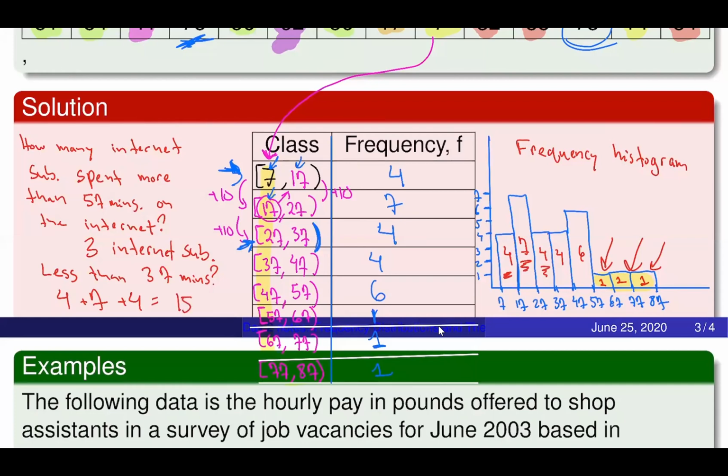All right, and that's it. So using the histogram, you should be able to answer some of those type of questions, because you should be able to look at the histogram and go like, okay, we have 15 people that are below 37 minutes, or we have 3 people who spend more than 57 minutes. All right, so that's it for that first example. Any question for that first example?